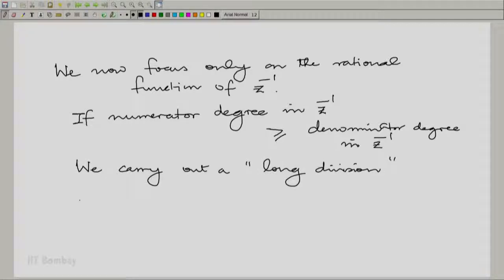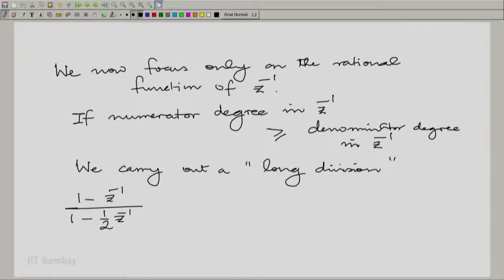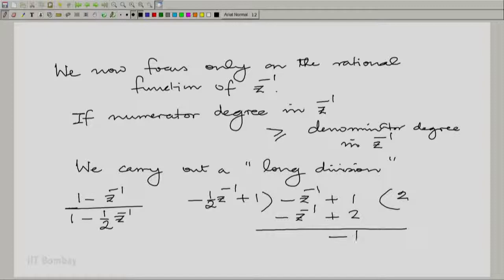So, for example, let us take the factor that we had in the previous example that we were considering here. Let us consider this factor, 1 minus z inverse by 1 minus half z inverse, and let us do the long division there. We would need to multiply by 2. Thereby we get 1 minus z inverse by 1 minus half z inverse is essentially 2 plus minus 1 by 1 minus half z inverse.